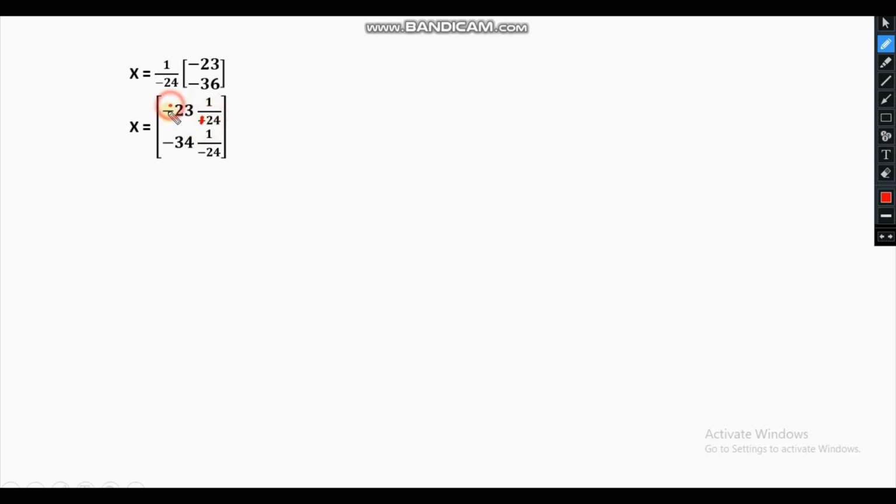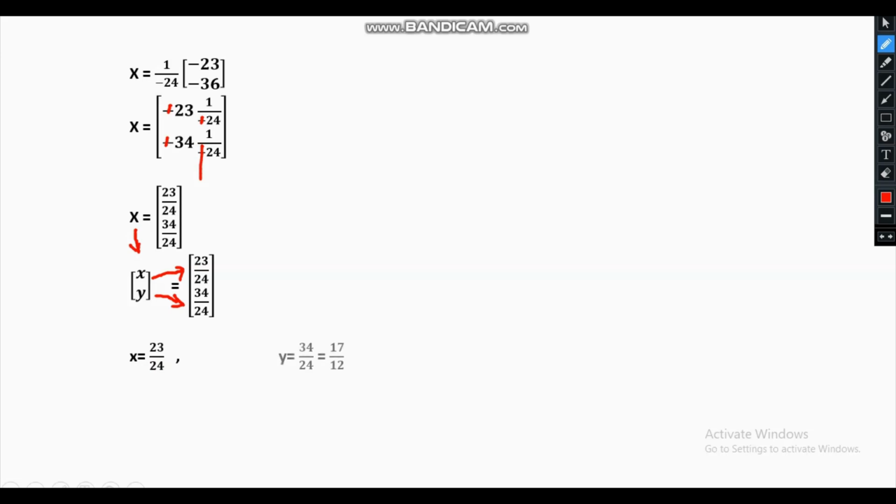So minus and minus cancel each other, so the value of x we can write in this form: 23 upon 24 and 34 upon 24. This matrix has 2 rows and 1 column. So we know that we have already found x and y. Each element is represented by the value of x and the value of y. X is 23 divided by 24 and y is 34 divided by 24.